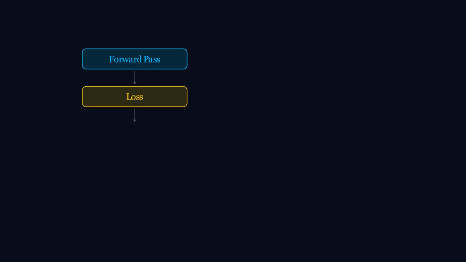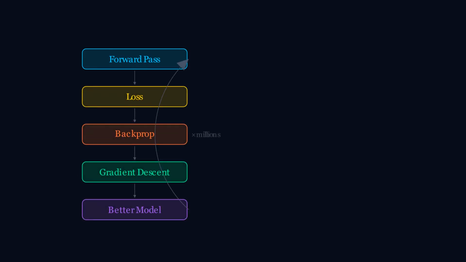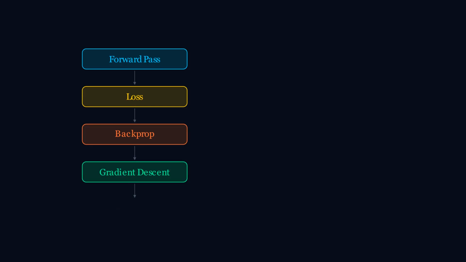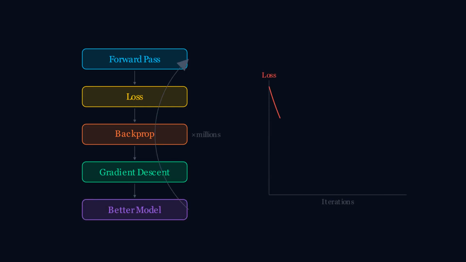Every neural network ever trained uses gradient descent. Forward pass computes the prediction. Loss measures the error. Backpropagation computes the gradients layer by layer. Gradient descent updates every weight. Repeat millions of times, and the model learns. Gradient descent is not just an algorithm. It is the reason machines can learn at all.